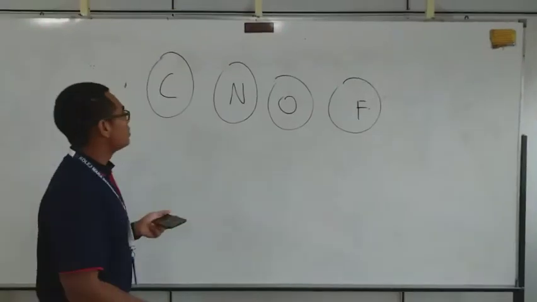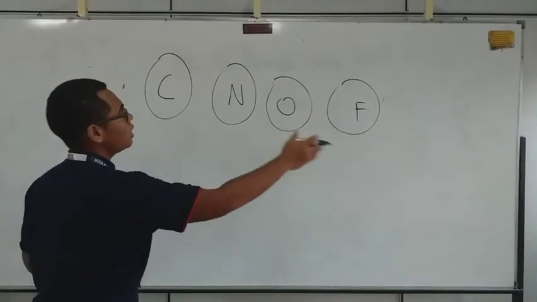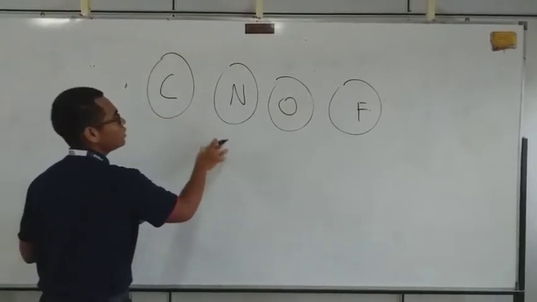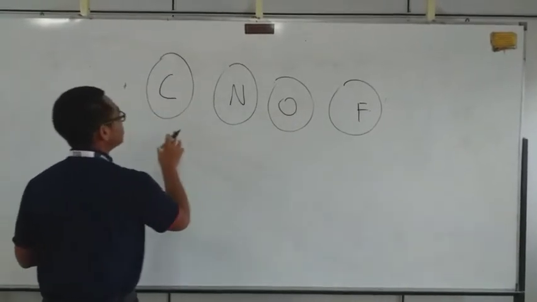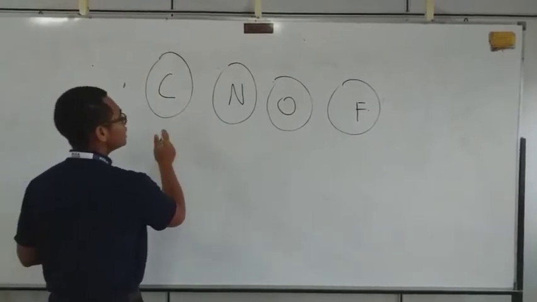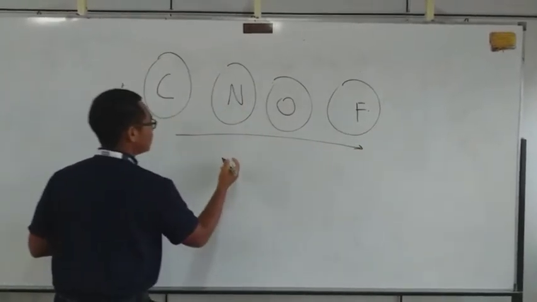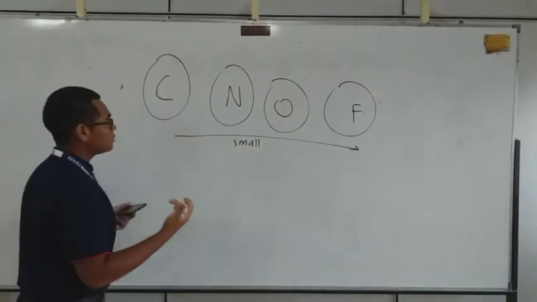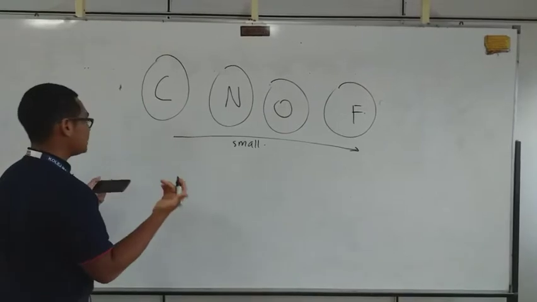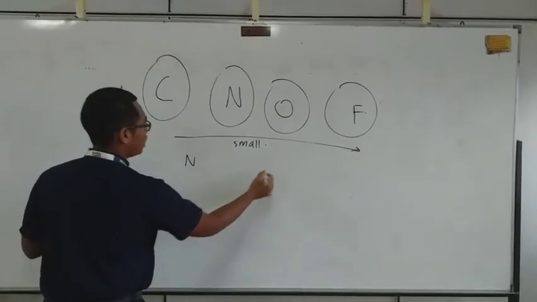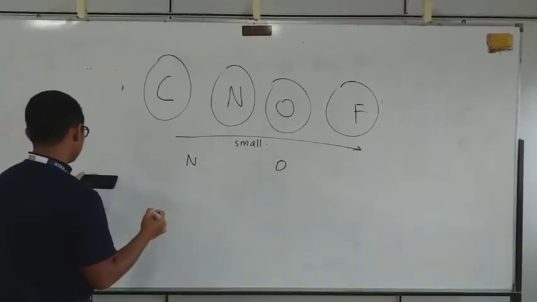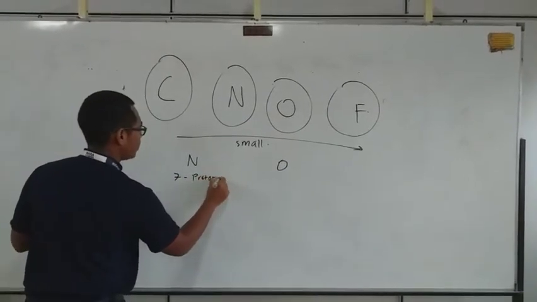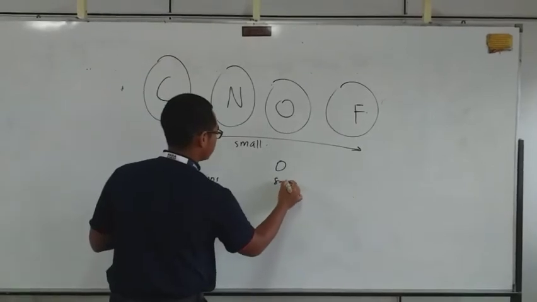I will show you about period 2 going to the right. From the left is carbon, nitrogen, oxygen and fluorine. As we can see, the atomic size to the right gets smaller. So this is the explanation. Let us see nitrogen and oxygen. Nitrogen has 7 protons and oxygen has 8 protons.